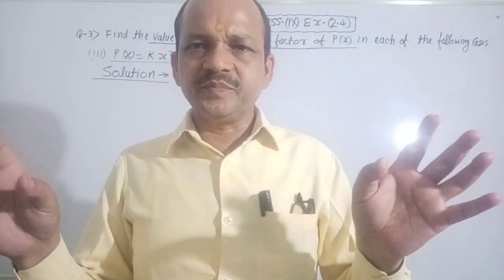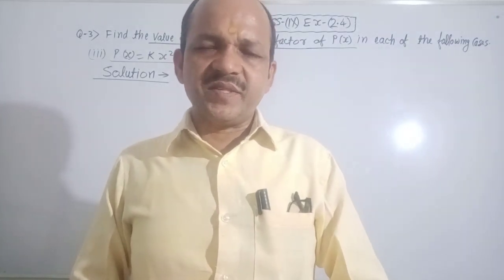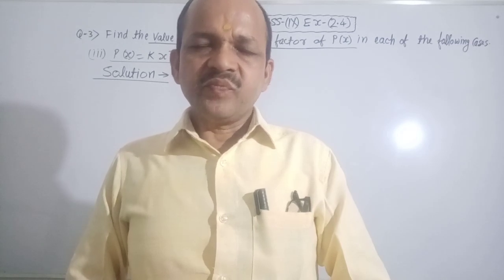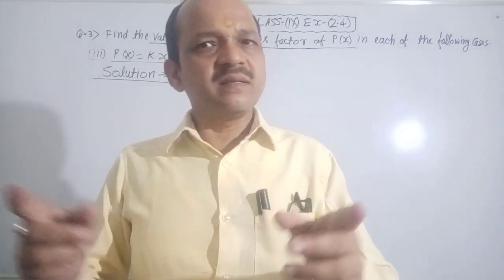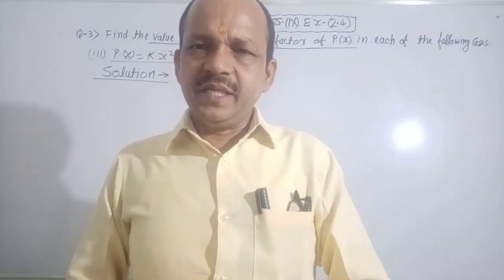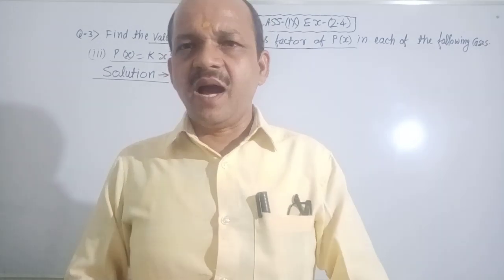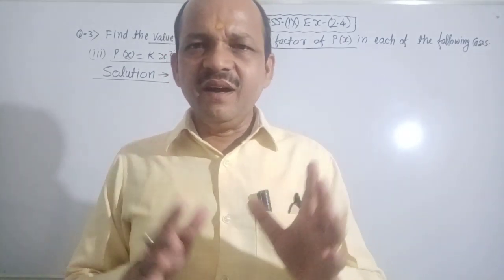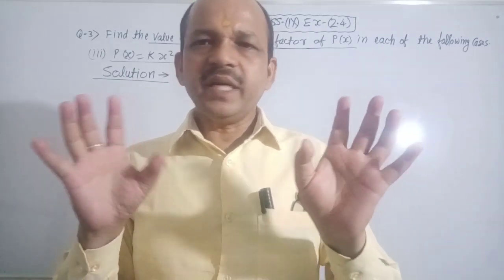It is clear? We know dividend equals divisor multiply quotient plus remainder. It means p(x) equals g(x) multiply q(x) plus r(x). p(x) is dividend, g(x) is divisor, q(x) is quotient and r(x) is remainder. It is clear? No confusion about it?